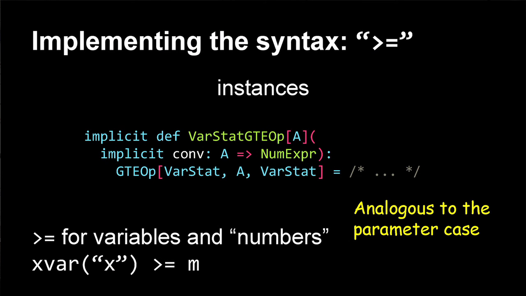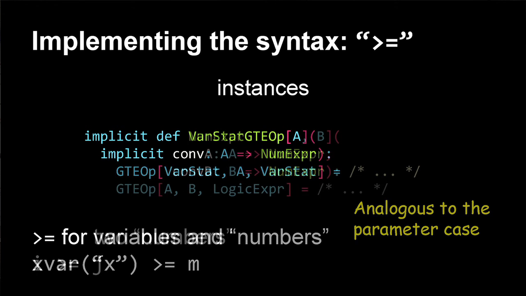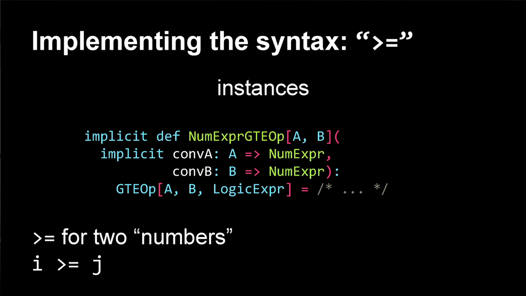Variables, it's pretty similar to the instance for parameter. In this case, we're asking for a variable as a left argument. This is the instance that allows to compare two numerical expressions and create a logical expression. In this case, we have two type parameters. We are creating an instance of the type class that is generic on the left argument and the right argument and create a logical expression.